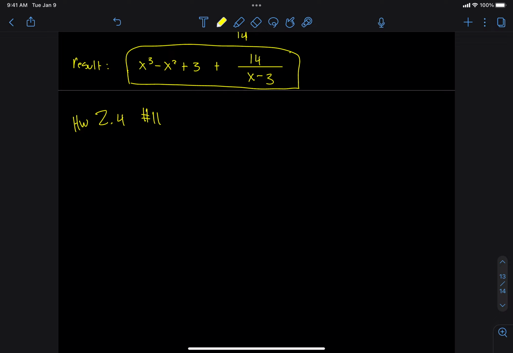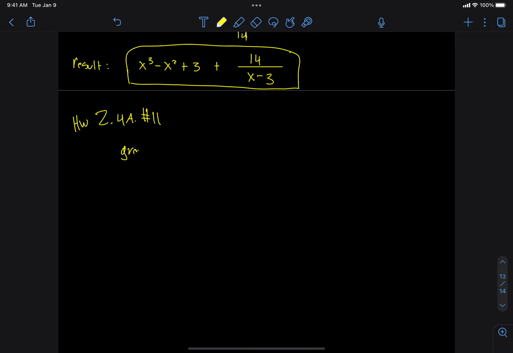Okay, let me take a look. You said 2.4, right? Part A or part B? Okay, part A. Question 11. Is this the right one? Yes. Okay, so this one, yes.